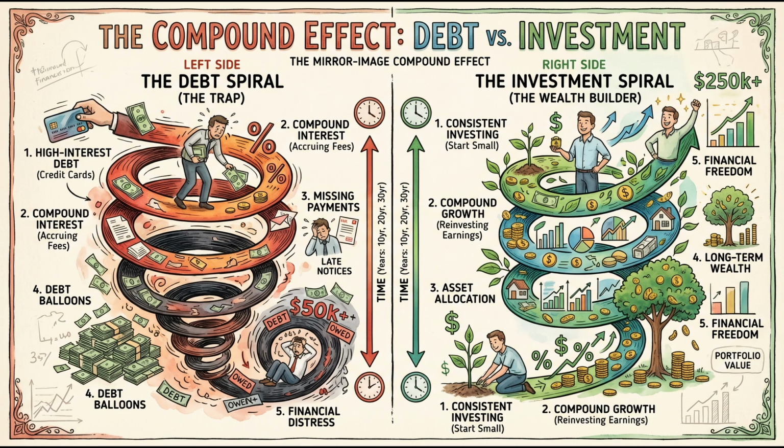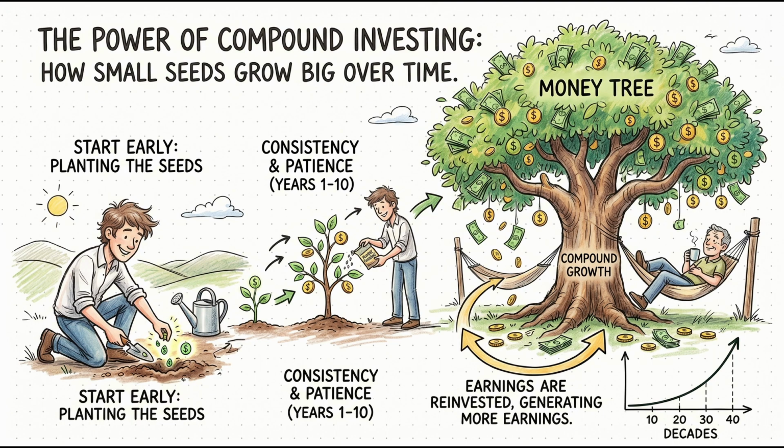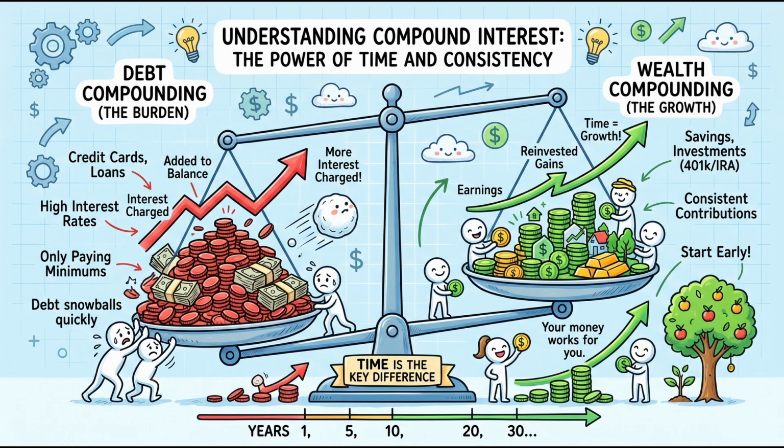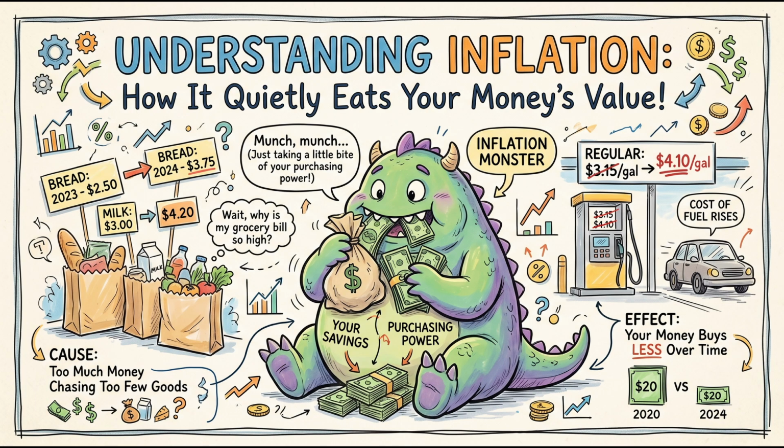If you repeatedly miss credit card payments, a cheap purchase quickly snowballs into an expensive, painful mistake. But if you're on the other side, consistent investing over decades grows into shockingly powerful wealth. Debt compounds and wealth compounds. The only difference is which side of the equation you're standing on. But while your money might be growing, there is a constant headwind fighting against it. And you've definitely noticed this one. Inflation.